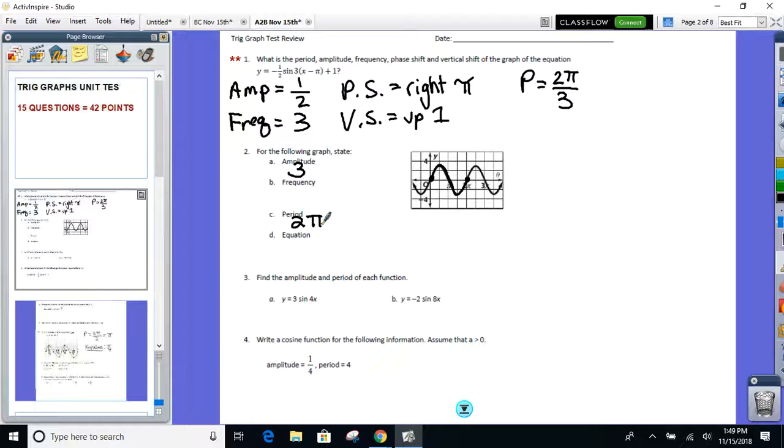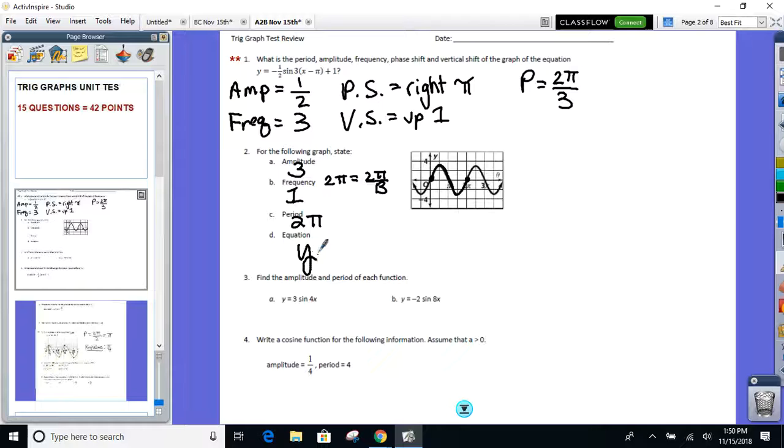Okay, now let's go back to the frequency. 2 pi equals 2 pi divided by b, the frequency. It would be 1. We okay? Ask now. I don't mind going over it again. And now the equation.